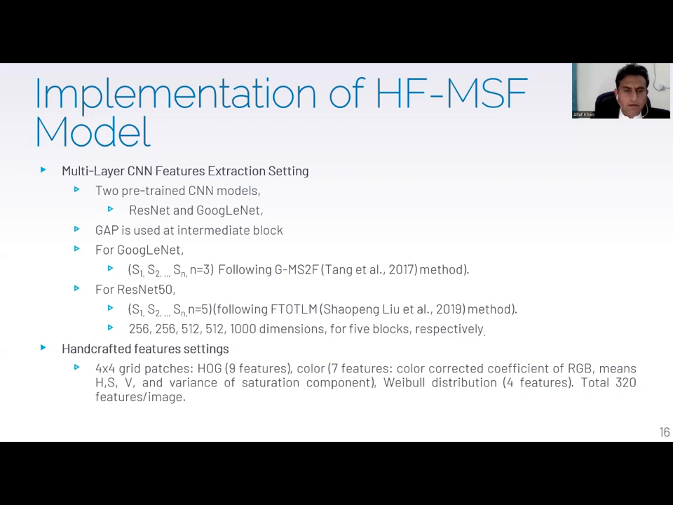For GoogleNet, we utilize three different stages, and for ResNet 50, we utilize five different stages, as the previous study has given. For the features extracted from each layer of ResNet 50, we have taken 256, 256, 512, 512, and 1000 dimensional features for each block. The handcrafted features are extracted by 4x4 grid patches applied on each input image sample.